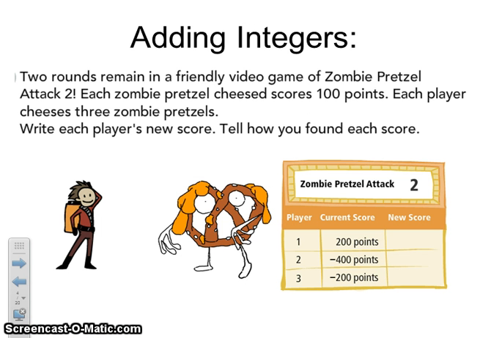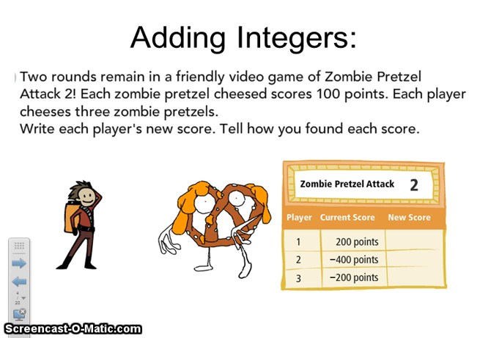Okay, let's take a look at this first example. 2 rounds remain in a friendly video game of Zombie Pretzel Attack 2. Each zombie pretzel cheesed scores 100 points. Each player cheeses 3 zombie pretzels. Write each player's new score. Tell how you found each score.